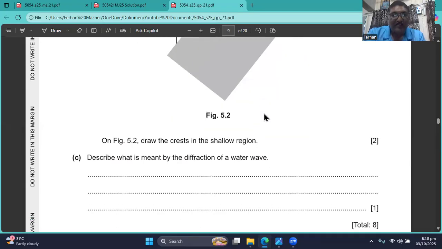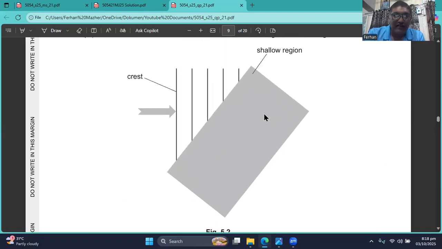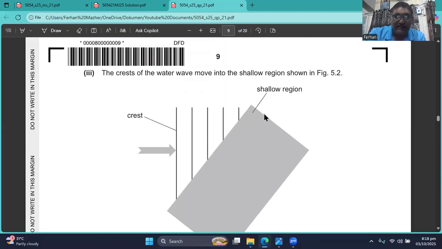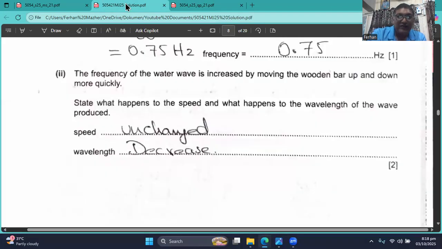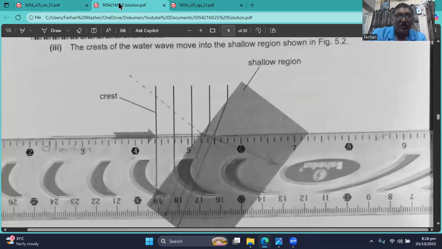Okay, so the question is on the figure 5.2, draw the crest in the shallow region. It is a 2 marks question. So what I will do, try to understand this. I will prolong this direction line. When it touches the boundary, at that point, I will draw a normal to the boundary. Then I will bend the direction line in that shallow water towards the normal. And then with the help of the protractor, I'm going to draw the wavefronts. Okay. So let me show you.